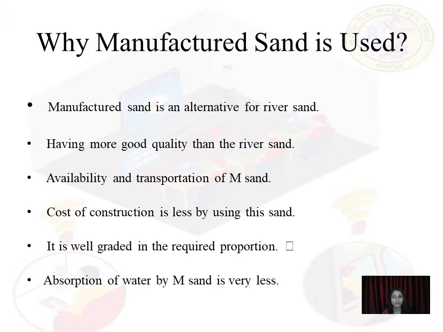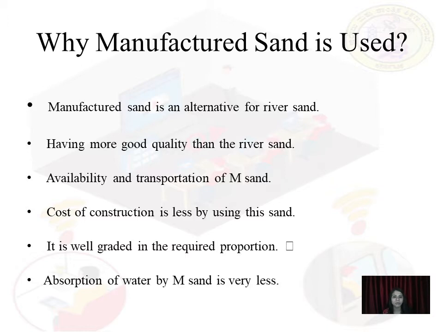And then another advantage is the quality of the M sand is greater than the river sand. River sand contains bones of human beings and animals, which cannot be easily segregated, and therefore this M sand is free from all these human or animal remains, which leads to good quality, and it can be made as per requirement. That is the advantage of this M sand.